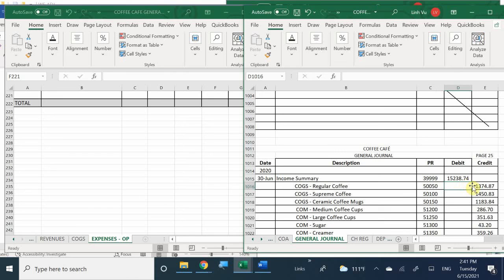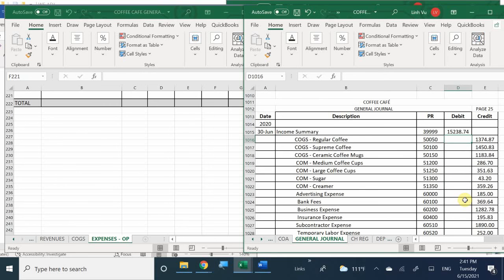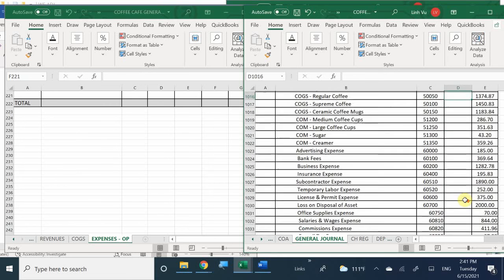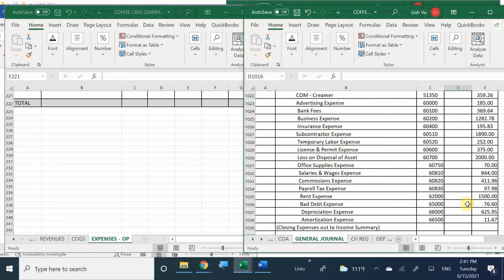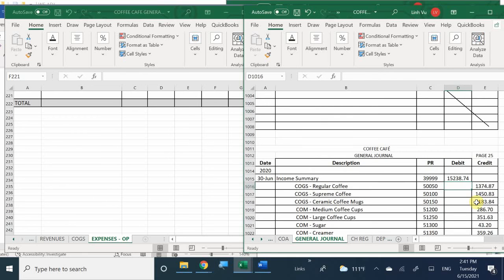Is there anywhere that we're missing 1,000, or do we have one that's exactly 2,000? Yeah, loss on sale of disposal of asset. Oh, okay. So I have a typo somewhere for the number? Because I got 15,238. You're just shy of what, 40 bucks. Yep.